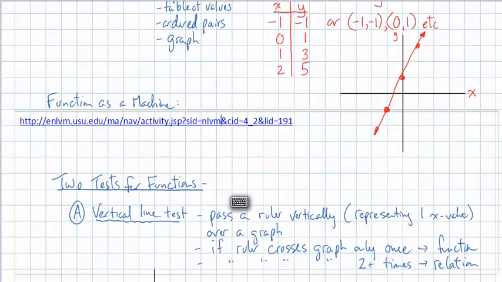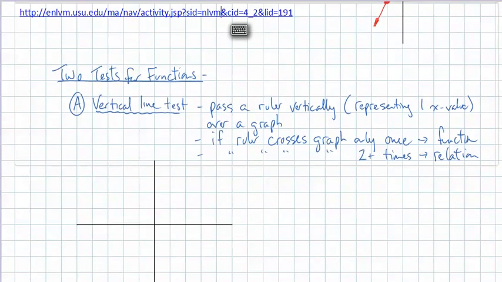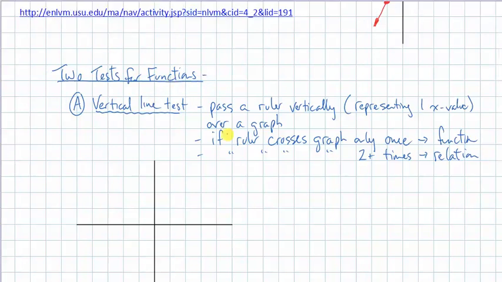Now, there are some tests that can be used on functions. One of the tests to determine if something's a function is called a vertical line test. What I do is I pass a ruler vertically to represent one x value over a graph. Now, watch where my cursor is moving. What's the x value here? You should be recognizing that x is 1 here all the time. Y takes on different values, but x is always 1.